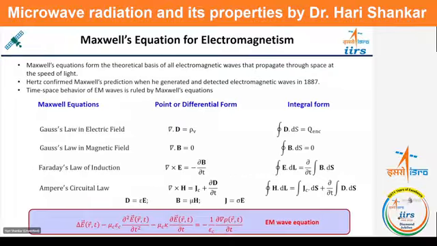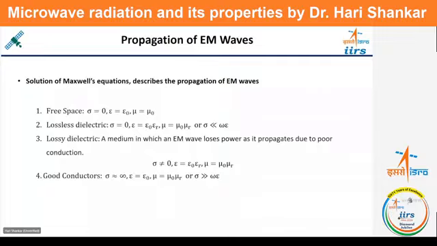Okay. So these are the Maxwell equations. I'm not going to describe this. Everybody understands that there are four equations, available in both differential and integral forms. We can skip these because for free space, some assumptions are there: sigma is 0, epsilon is epsilon 0, and mu is mu 0.